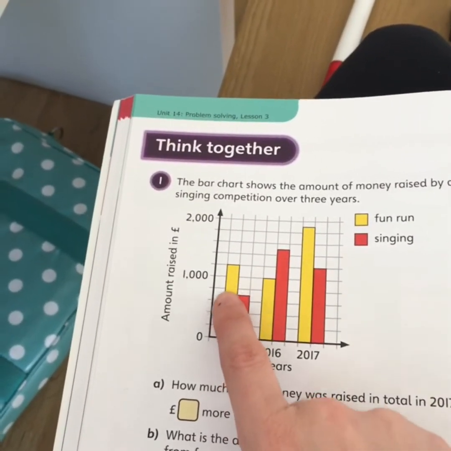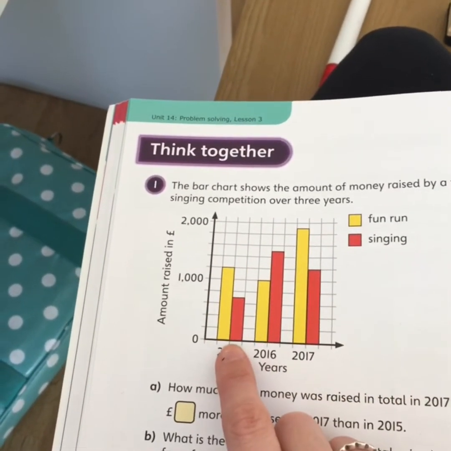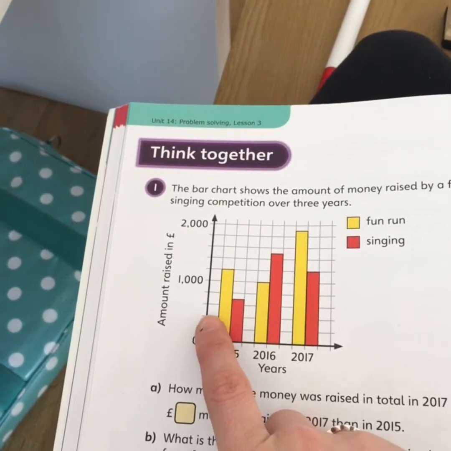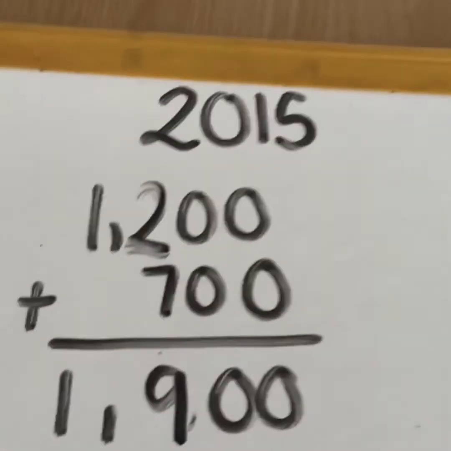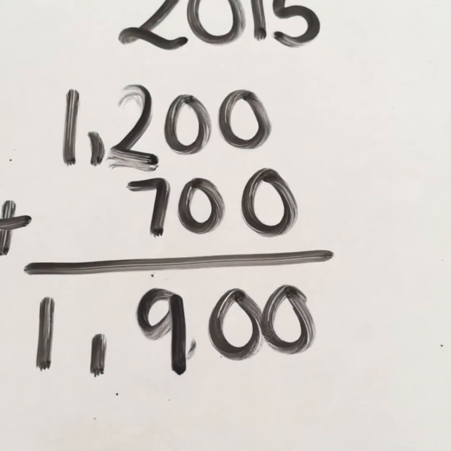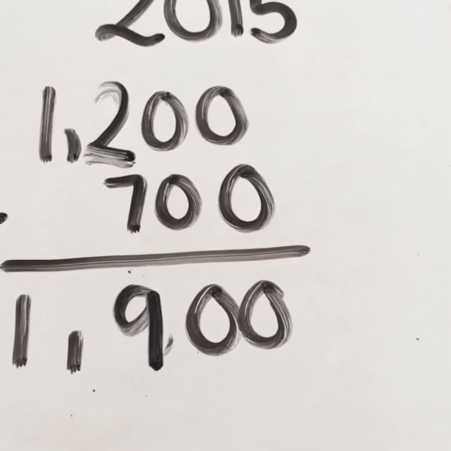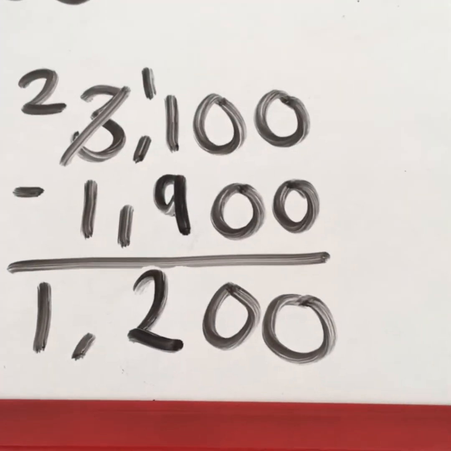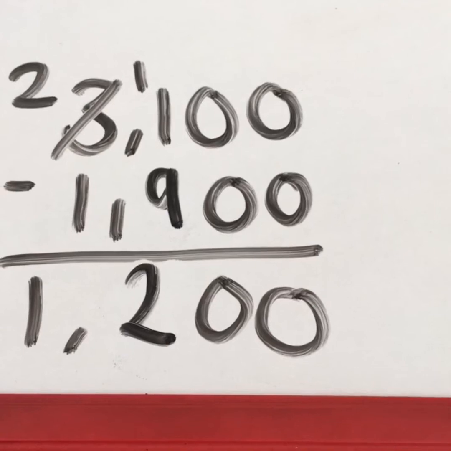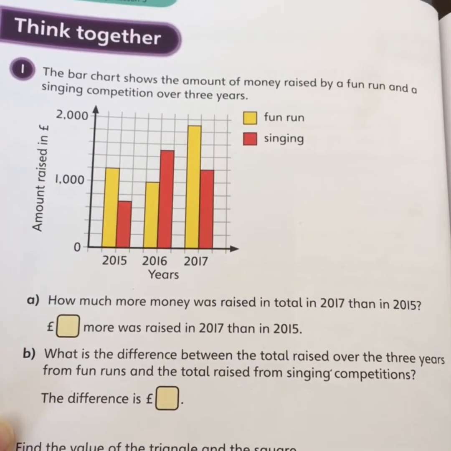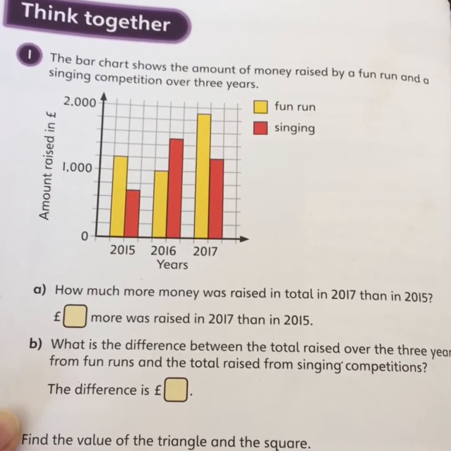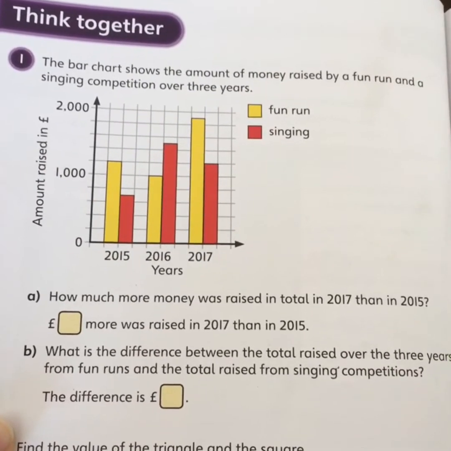2015 then, the fun run raised £1,200, and the singing raised 200, 400, 600, £700. I've added these two together to get a total of £1,900. To find the difference, I then need to take these two away using column subtraction, and my answer was £1,200. So this means that in 2017, they raised £1,200 more than in 2015.